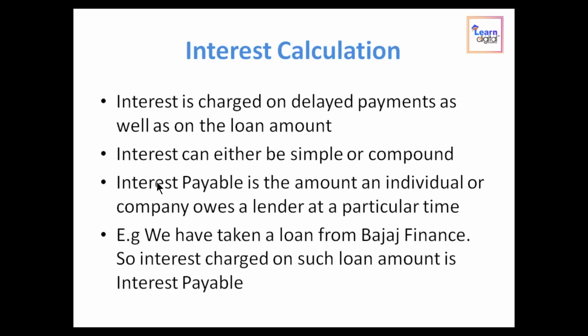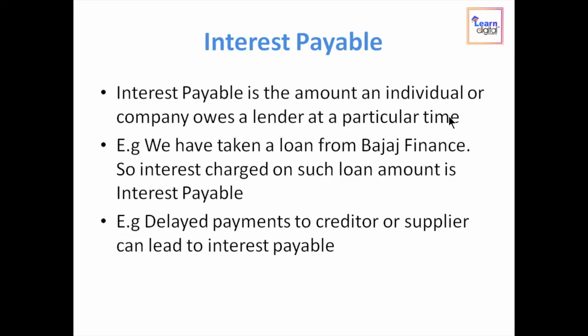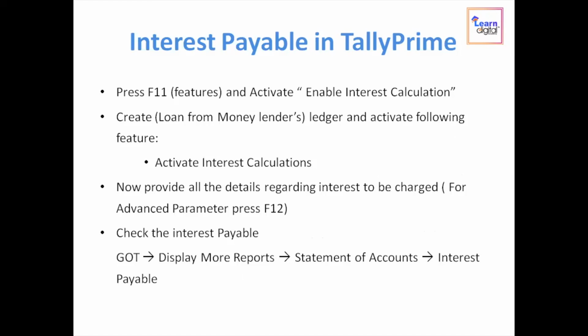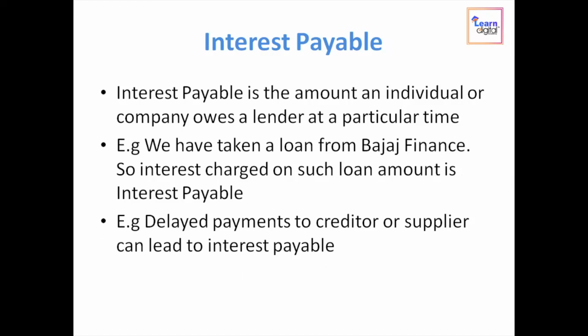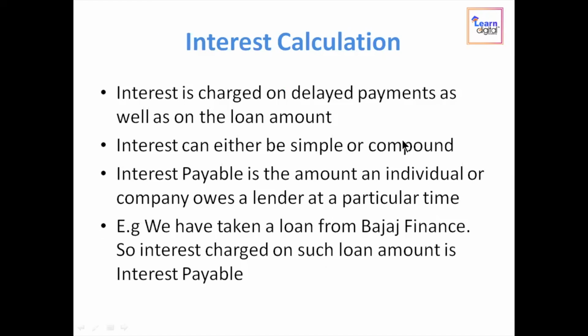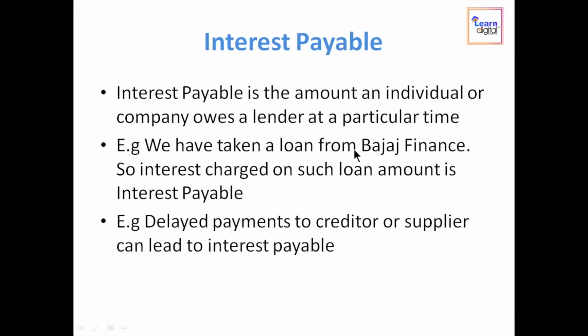Interest payable. Interest payable is the amount which an individual or company owes a lender at a particular time. So let's start with interest payable. Interest payable is the amount that a company owes to the person who lent us the money. Suppose we have taken a loan from Bajaj Finance. In that case, the interest charged on such amount is interest payable.